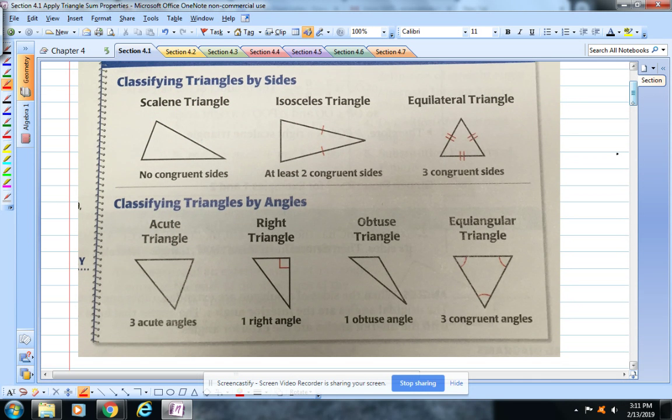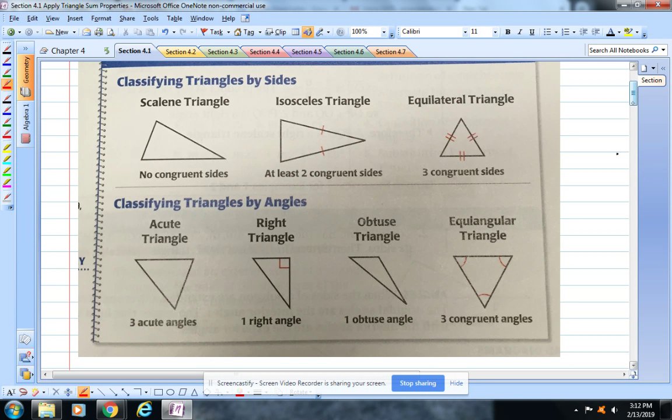And there's 2 ways we can classify triangles. One way is by looking at the sides, and one way is by looking at its angles. So a scalene triangle has 3 completely different side lengths. All sides are different. An isosceles triangle is when 2 of the sides are congruent. And an equilateral triangle is when all 3 sides are congruent to each other.